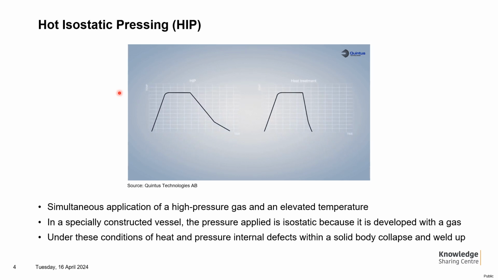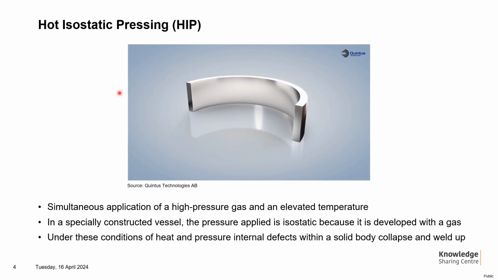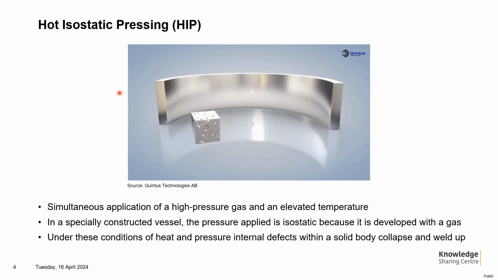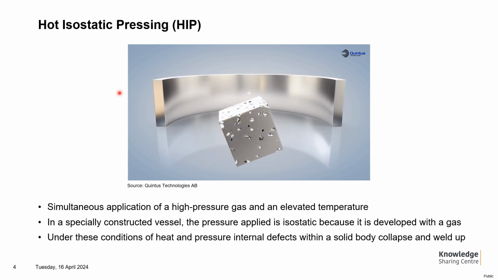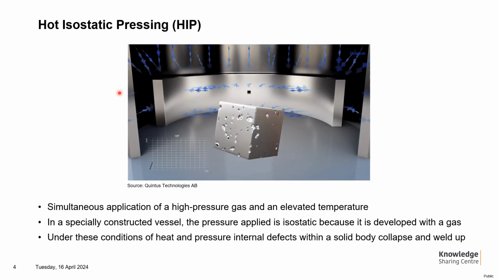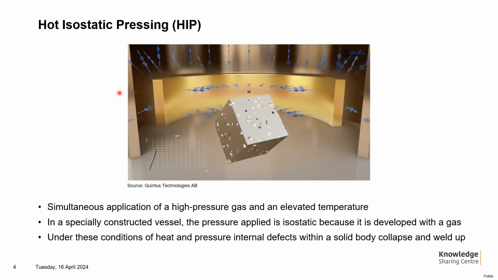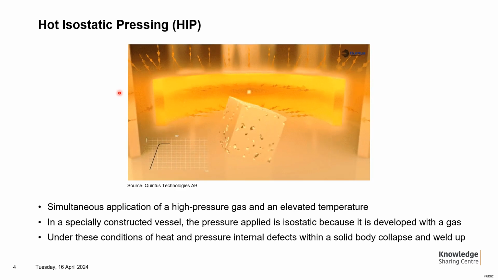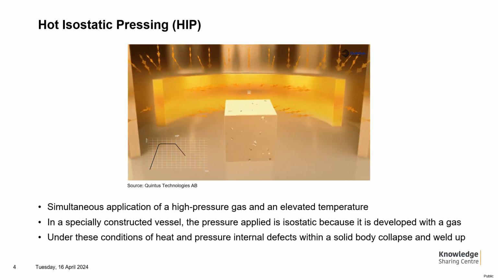Under these conditions of heat and pressure, elementary processes in the material are activated, causing the internal defects to collapse and weld up within a solid body. Let's take a closer look at the HIP parameters and associated mechanisms causing the shrinkage of internal defects.